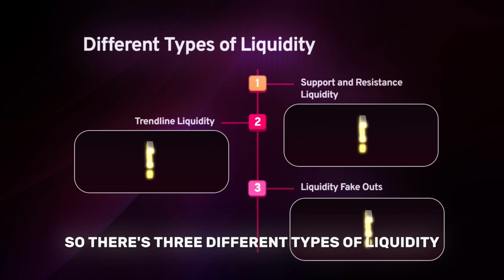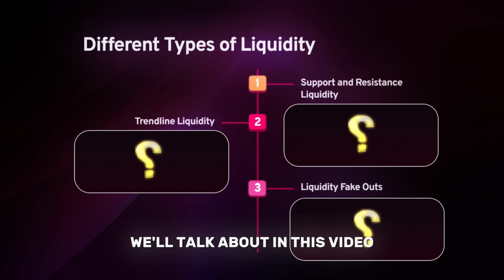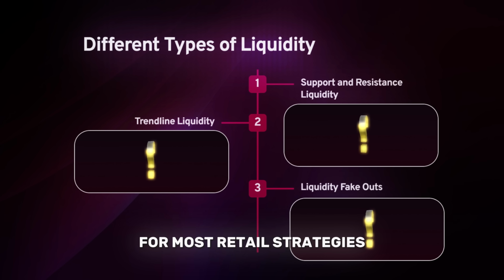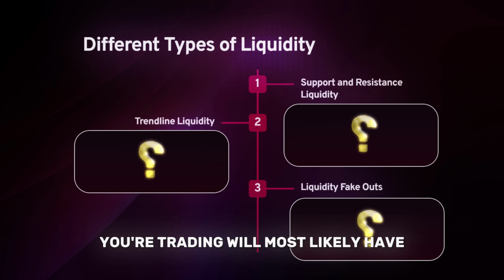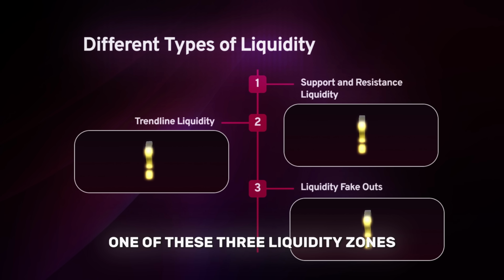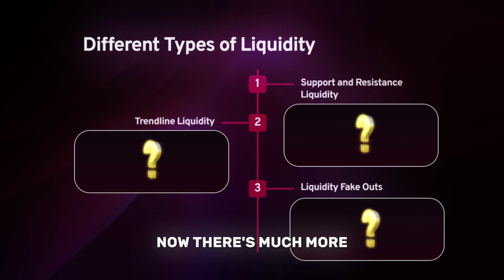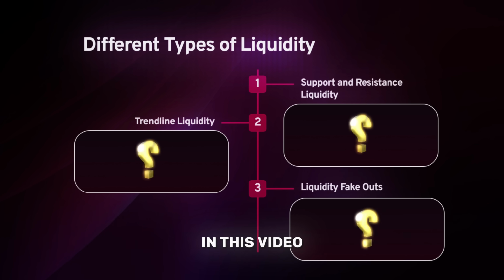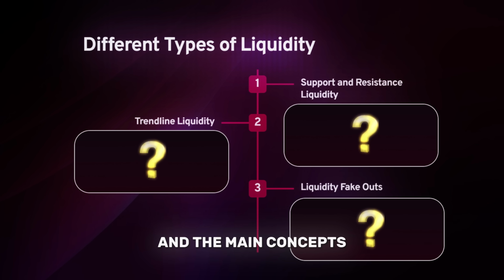So there's three different types of liquidity we'll talk about in this video. This is because these are the most important, in my opinion, for most retail strategies. Most of the trading strategies you're trading will most likely have one of these three liquidity zones. Now, there's much more advanced liquidity concepts that we can talk about, but that's going to be for a later video. In this video, I want to ensure you understand liquidity and the main concepts.